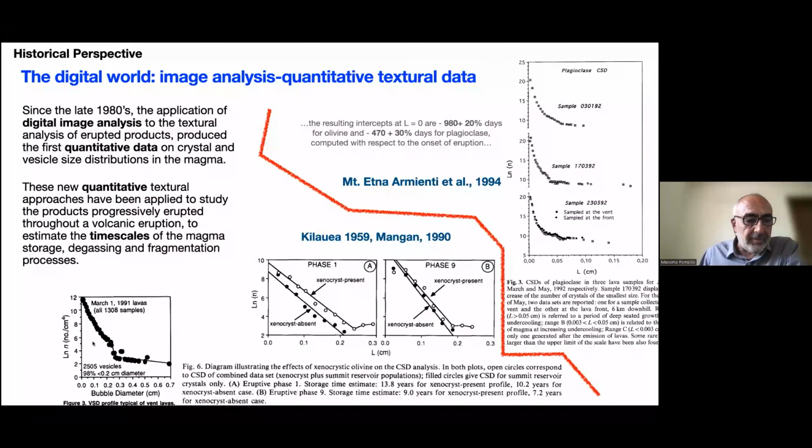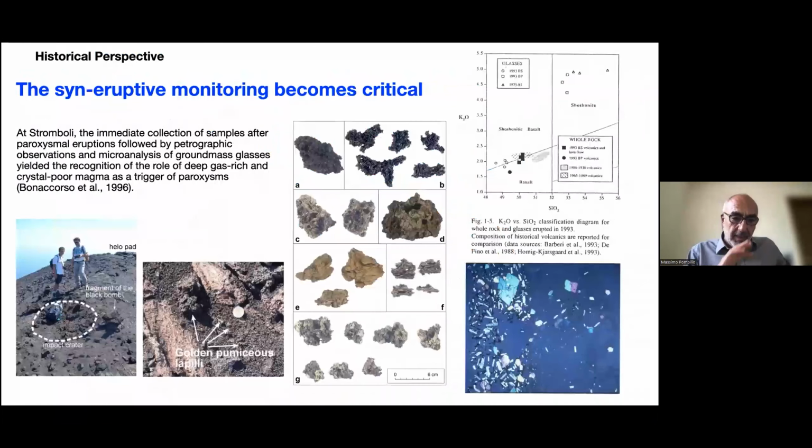And this is also, for the first time, the vesicle size distribution estimated on the basis of a quantitative textural approach. Now it's very easy to do this, because in the digital era it's very fast also, but in the past it was not so easy.